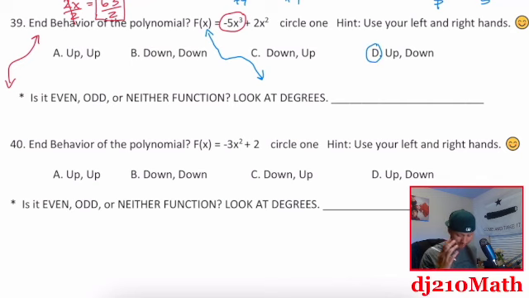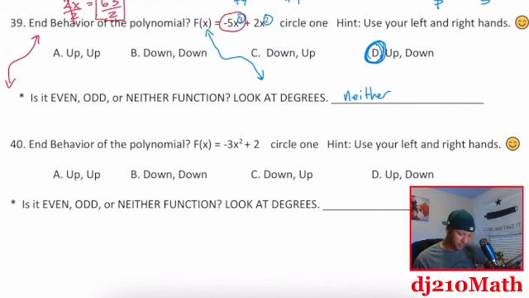This up, down, I don't know. I mean, I feel that's what they're trying to say, right? This is up on the left, right? Up on the left, down on the right. Is it even, odd, neither? So we look at the degrees. Well, X cubed is an odd number. X squared is an even number. So neither.